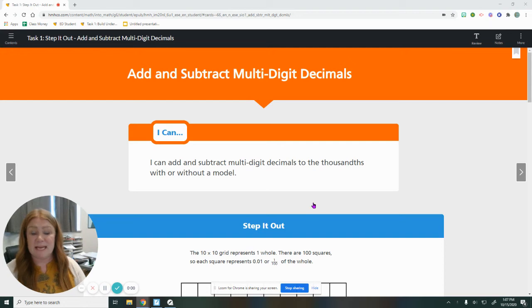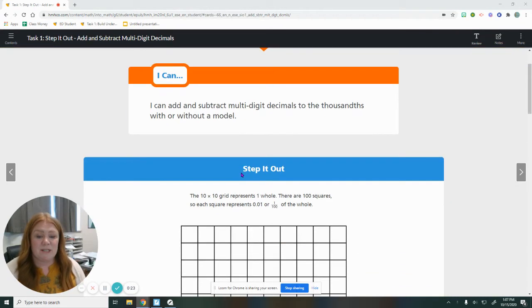Going to be spending the next week talking about decimals. Today's lesson is on adding and subtracting multi-digit decimals. We'll be adding and subtracting decimals to the thousands place. We're going to use models, and we're just going to use the standard algorithm of lining them up and doing the work. So we're going to start here.